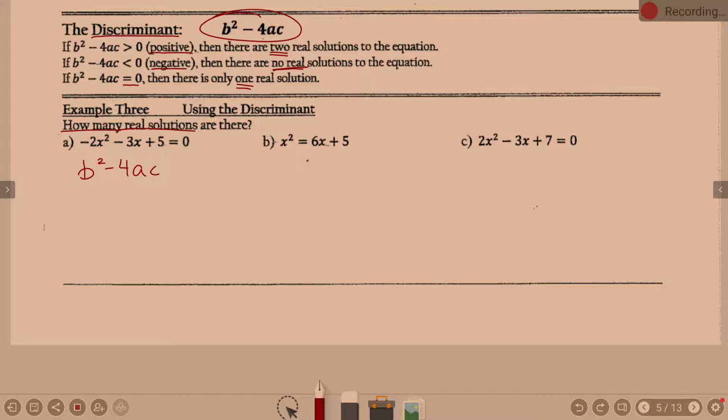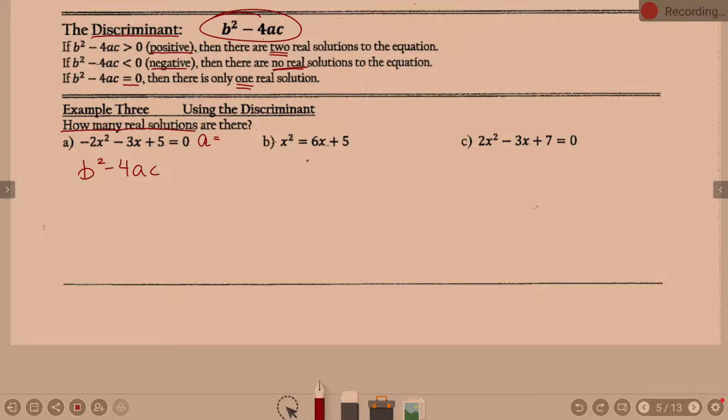Now, before we can use b squared minus 4ac, your equation still needs to equal 0, because otherwise you don't have the right ABC values. So does my equation equal 0? Yes. Okay. Maybe you write these down, maybe you don't.